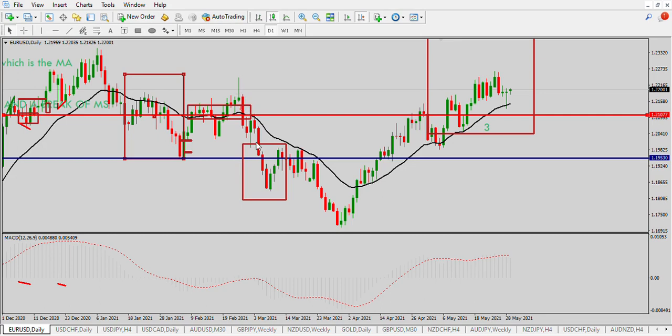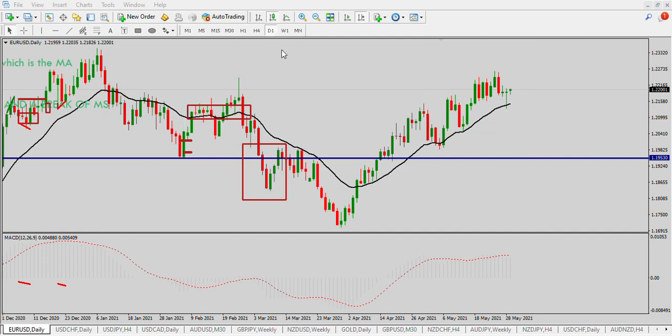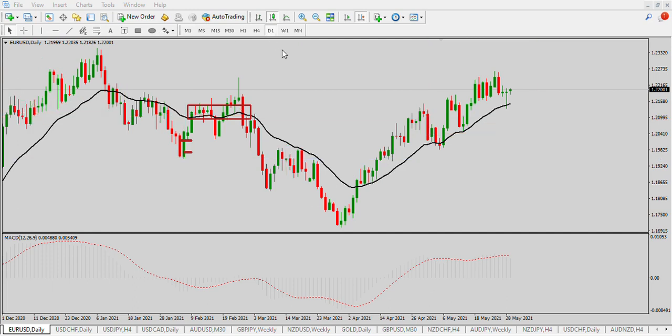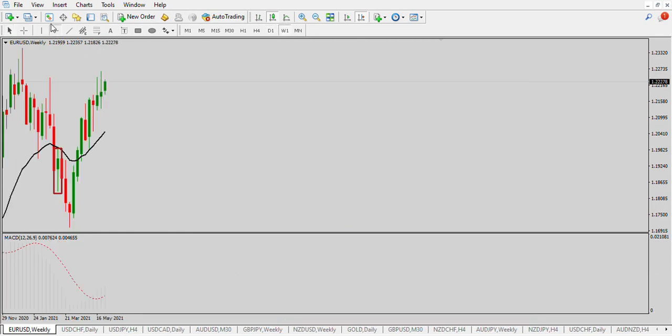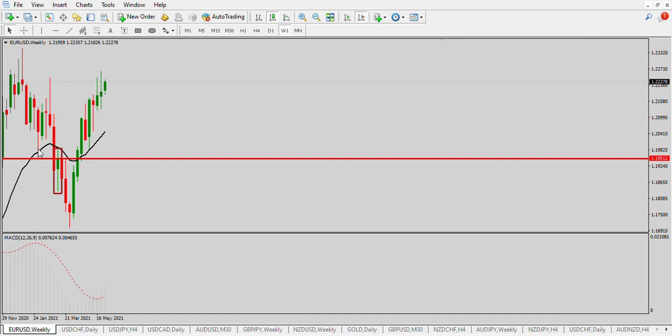But this is not where we are looking at. We are looking at this particular box. Let me take out every box so everything will be clear. Good, we are looking at this particular box here. This is our area of interest. This is where we saw the breakout. This is the breakout bar. So this is our area of interest.